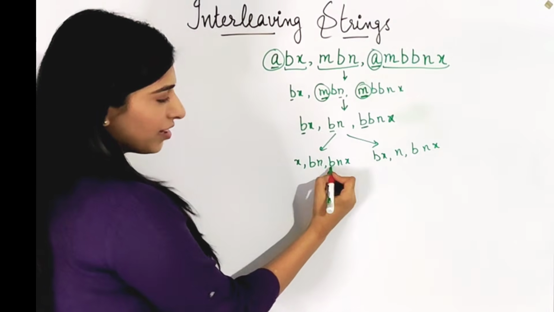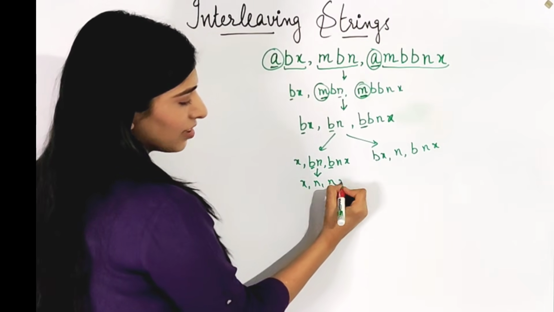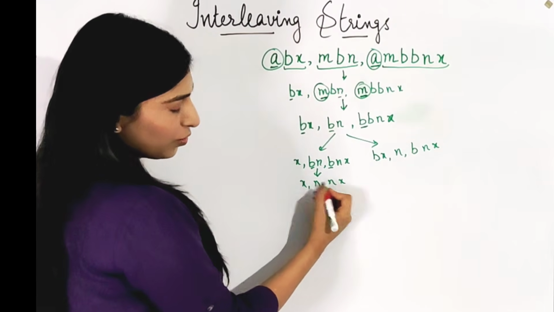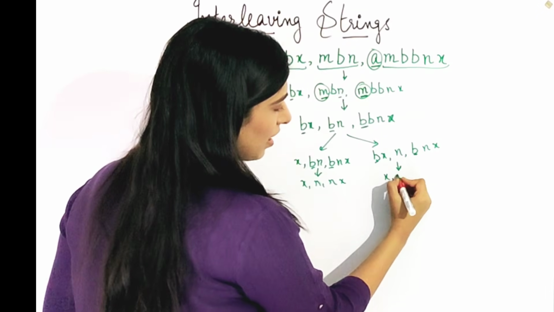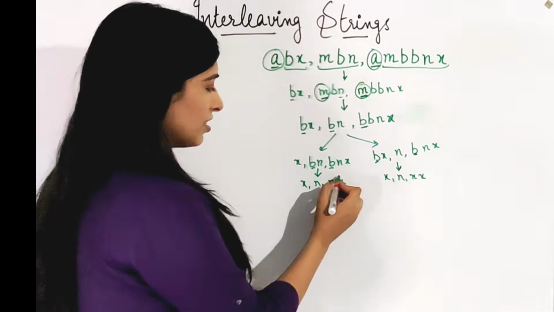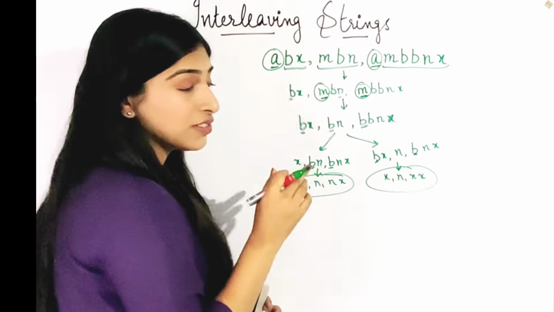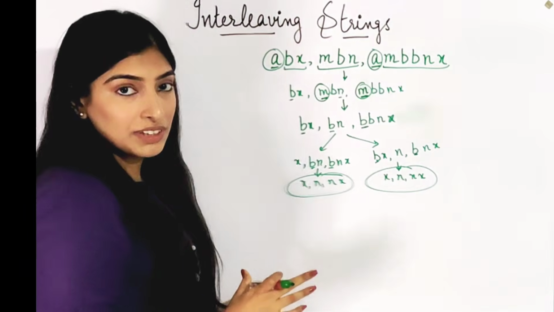Now again this B is coming from here, so it will be x and nx. Now it will be true because x and nx. Here if we see, this b is coming from here, x and nx. Another thing to note over here is that these two problems are actually the same. Although they are coming from different cases, these two are the same, right?